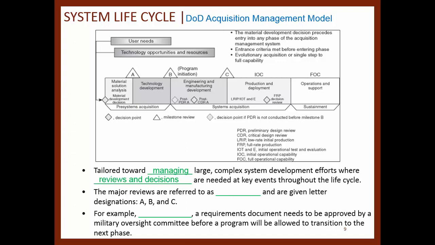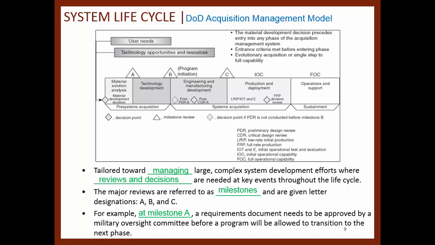This is tailored to managing large, complex system development efforts when reviews or decisions are needed at key events through the life cycle. The major reviews are referred to as milestones and are given letter designations, in this case A, B, and C. And those are the ones that are here at the top. So for example, at milestone A, a requirement document needs to be approved by a military oversight committee before a program will be allowed to transition to the next phase. And this is one of the differences of this cycle model from the others that we are going to discuss.